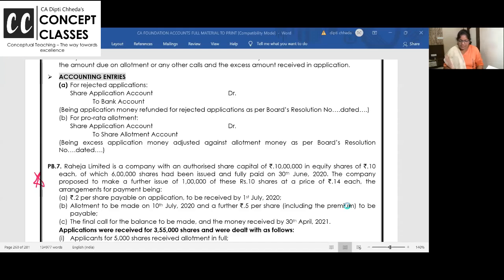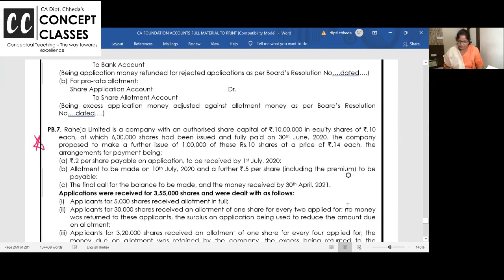Yes. Let us read it. The problems so far were all for the concepts. Now the problem we are doing is how much you will refund, how much you will adjust, and so on. Rahija Limited is a company with an authorized share capital of 10 lakh.